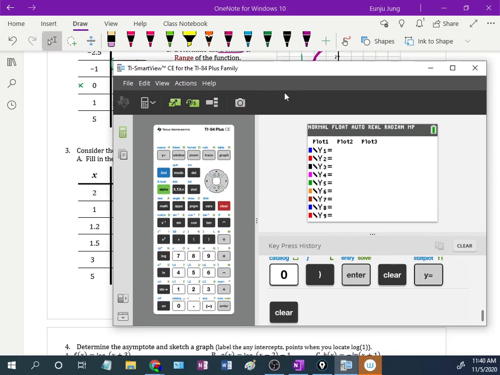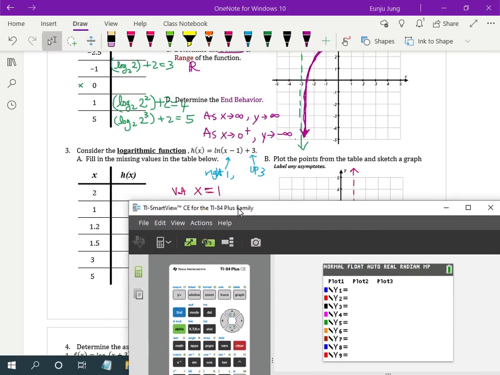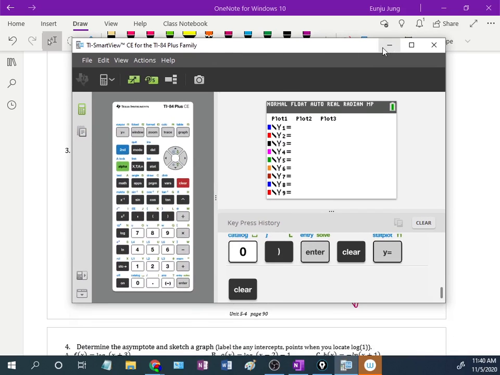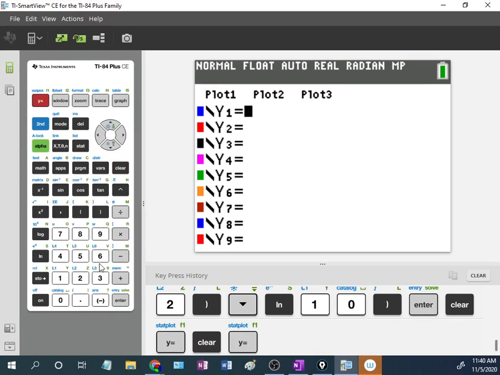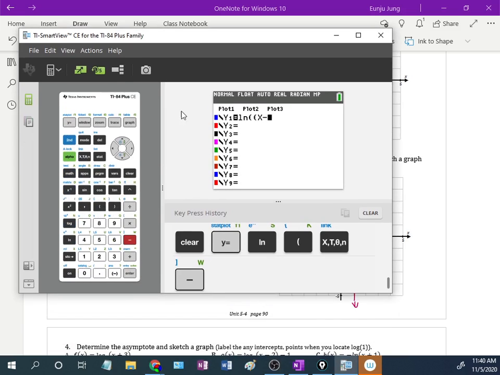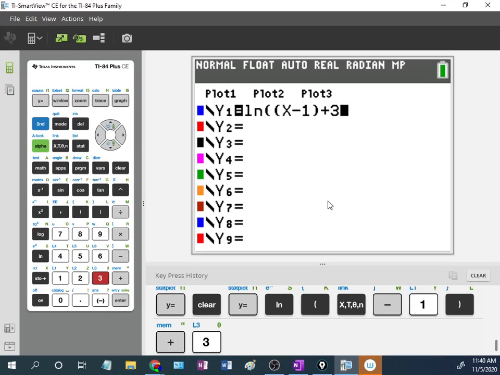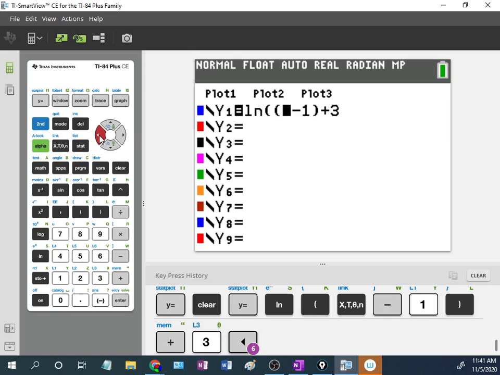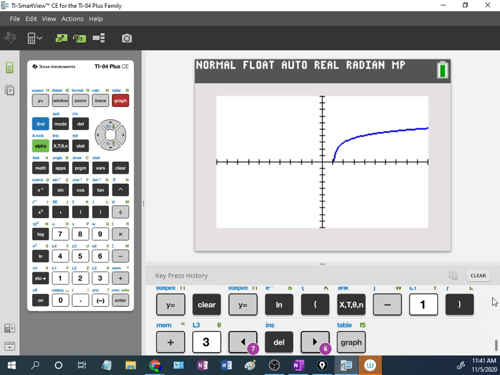So let me type this. What is the equation? ln of x minus 1, plus 3. ln x minus 1, plus 3. Okay. All right. Look at that. I opened parentheses, so I need to delete that. I must check the number of parentheses accurately. Okay, open for the input and then plus 3. Okay, that's it.